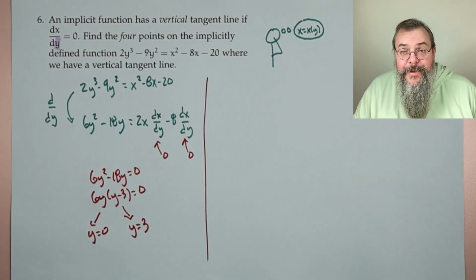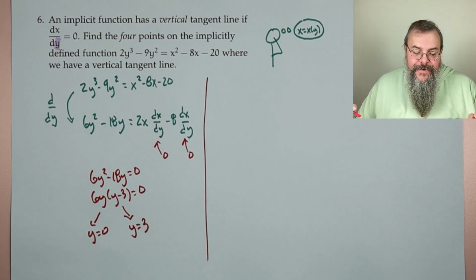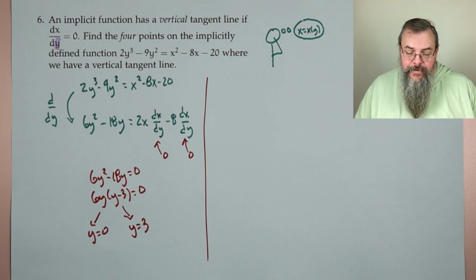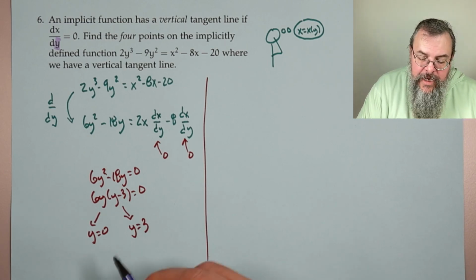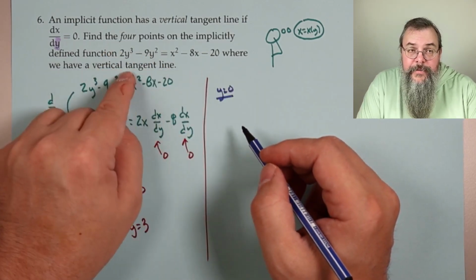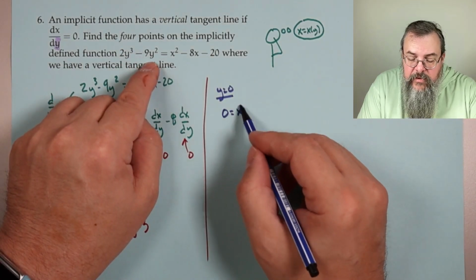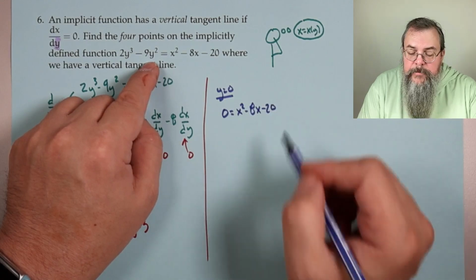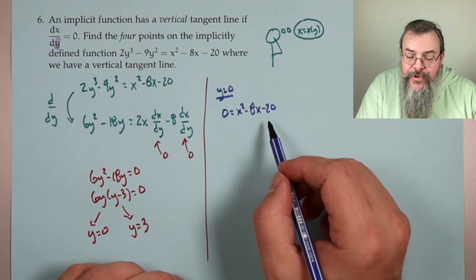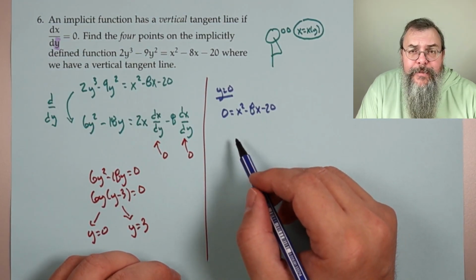Now, we've done the parts with differentiation. We need to find the points on the curve. We now have the y values. We need to find the x values. So let's start with y equals 0. We're on our curve. Plug in y equals 0. We get 0 equals x squared minus 8x minus 20. Does that factor? You can think of two numbers that multiply to give negative 20 but add to give negative 8.